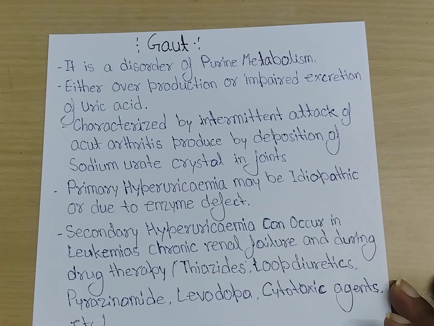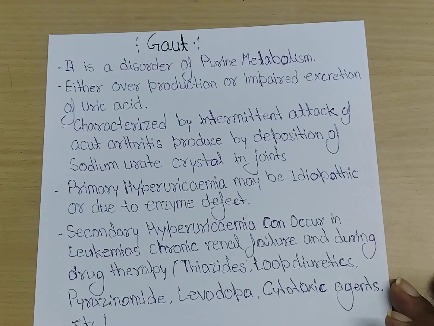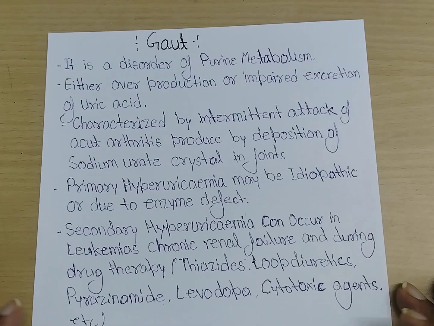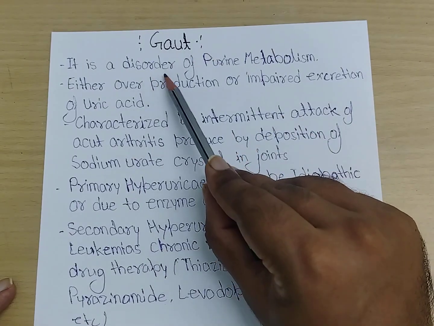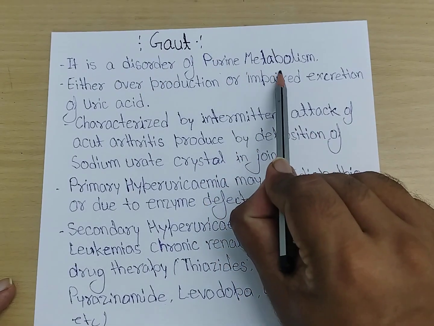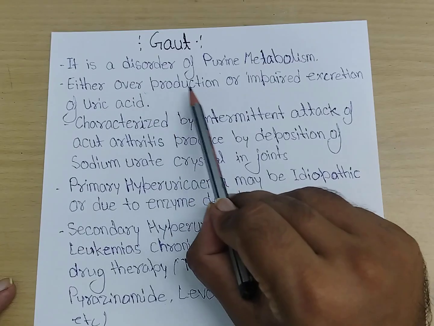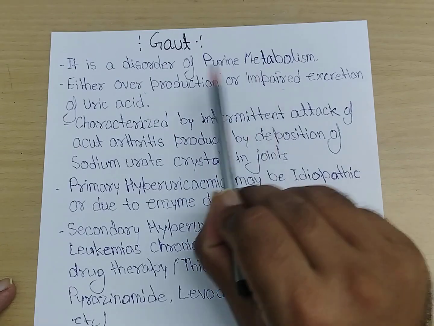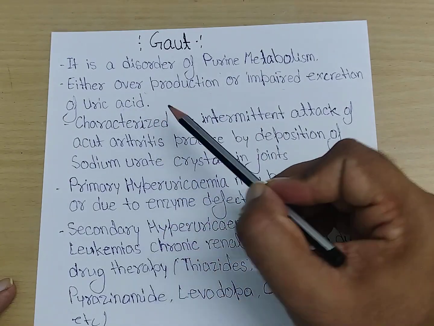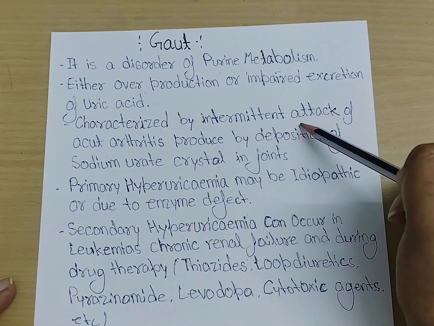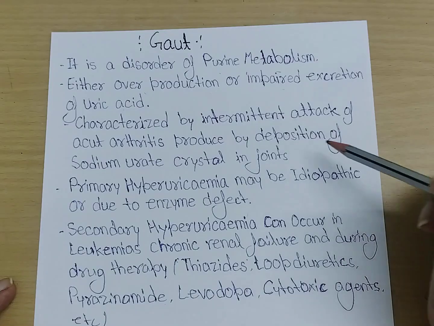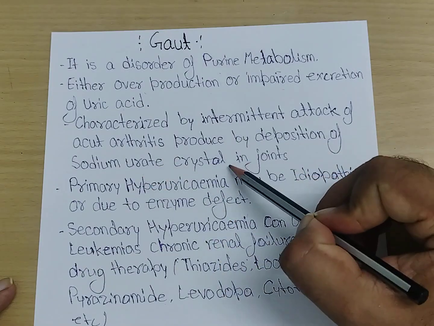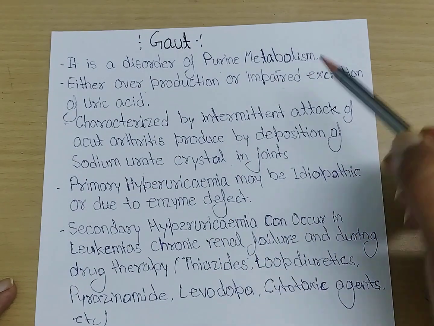Today we will learn about gout. What is gout? Gout is a disorder of urate metabolism, either overproduction or impaired excretion of uric acid, characterized by intermittent attacks of acute arthritis produced by deposition of sodium urate crystals in joints.